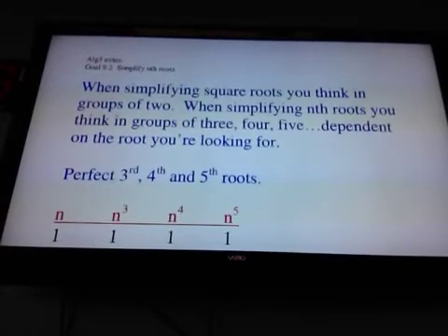All right. In goal 9-2, we're working with nth roots. Nth roots are cube roots, fourth roots, fifth roots, sixth roots, whatever root we're talking about. We won't go any higher than a fifth root, okay? When we simplify nth roots, we think in groups of 3, or 4, or 5. Just like in square roots, we think in groups of 2. 2 things that multiply. Cube roots are 3 things that multiply. Fourth roots, 4 things that multiply. Fifth roots, 5 things that multiply.